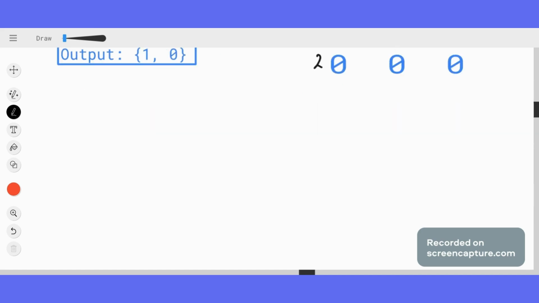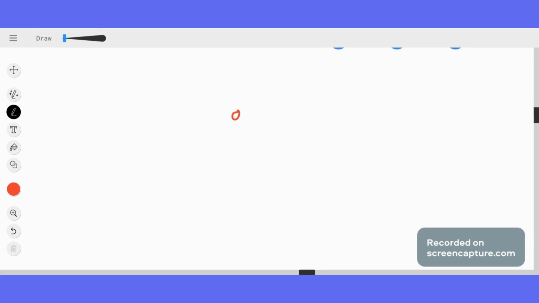Before solving this, let's observe something. Suppose this is me and I can move in these four directions. Let's name this direction as 0, this one as 1, this one as 2, and this one as 3. This is my right side, this is down side, this is my left side, and this is my upside, right?